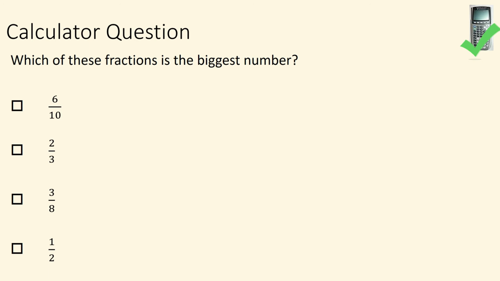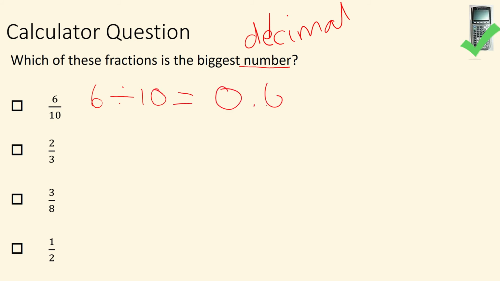You might be really good at looking at fractions and knowing which is the biggest number, but if you're not, this is a calculator question. If you want to use your calculator, we need to put all these fractions into a number, and we're going to do that by making it a decimal number. To do that, we take the top number and divide it by the bottom. So 6 divided by 10 is 0.6.